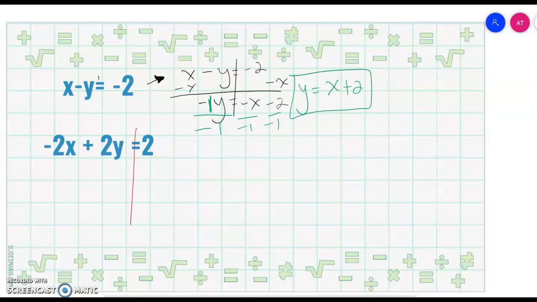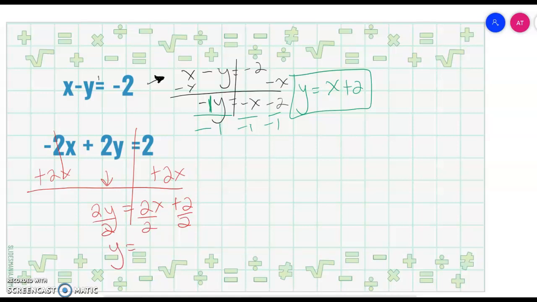Okay? Then I need to get y by itself for the second one. So I'm going to do the opposite of negative 2x and add 2x to both sides. So I bring down the 2y equals 2x plus 2. And y is not by itself, so I'm going to divide everything attached to y, divided by everything, because it's a 2. 2 divided by 2 is 1, so x, and 2 divided by 2 is 1, so there's my second equation. Now I can set them equal to each other.